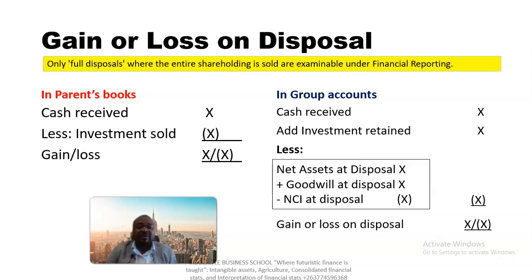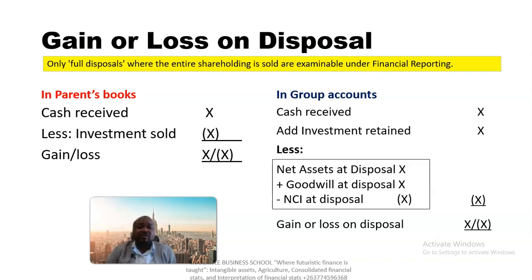That is, if the parent had acquired, say, 70% or 80% of the subsidiary's equity shareholding, then the assumption is that when the time comes for disposal, all the 70% or the 80%, whichever the case might be, will be disposed of. All right, good.